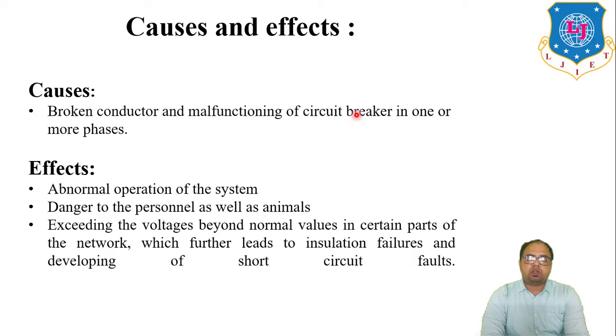Now, what are the causes of open circuit faults? Broken conductor, malfunctioning of the circuit breaker in one or more phases. Effects: abnormal operation of the system, danger to personnel as well as animals, and voltage exceeding normal values in certain parts of the network, which further leads to insulation failures and the development of short circuit faults.